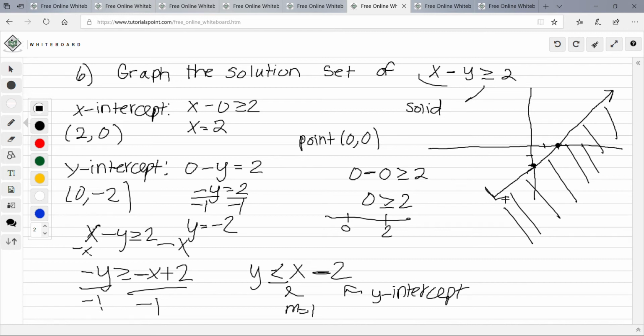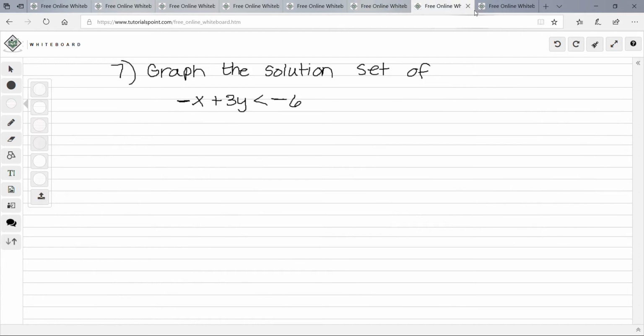And then once you find the slope, you draw the line, solid, not dashed. You pick a point, and I'm going to use 0, 0. You still can use 0, 0, and you know that 0 is not greater than or equal to 2, so you just shade the opposite side, so this side. Is this our last one? Yes, this is our last one.